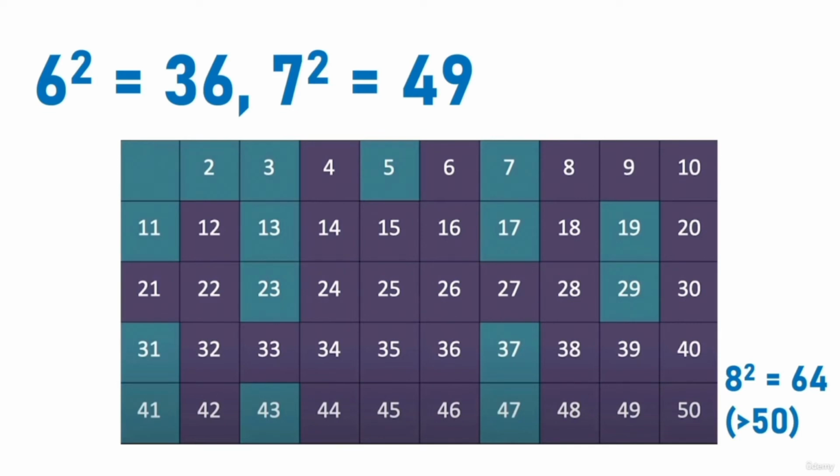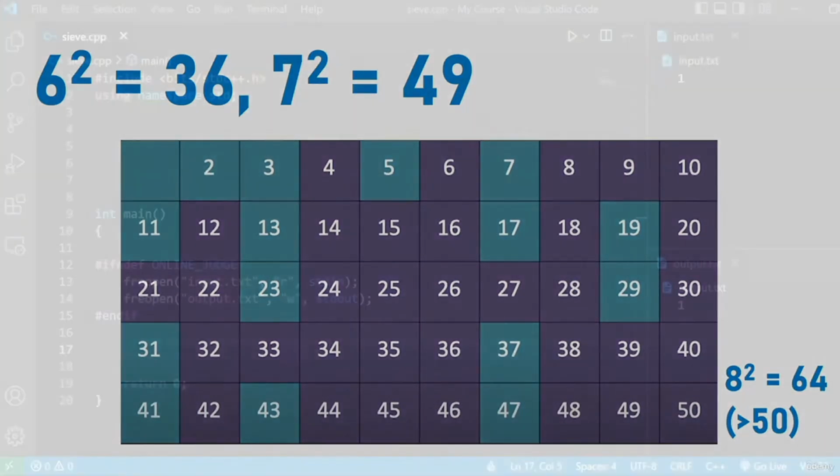Now here, if you think about considering the number 8, the square of 8 is 64, which is greater than 50, and this is our loop termination condition. So if we find such a number whose square is greater than our n, then we will terminate our loop. And if you observe this table, we will get to know that all the numbers which are not marked are the prime numbers we require in the particular interval. So let's move on to the coding implementation of the algorithm.